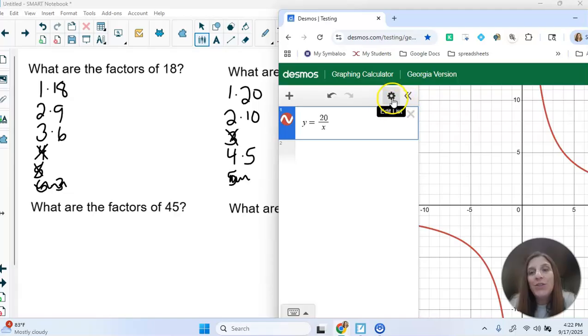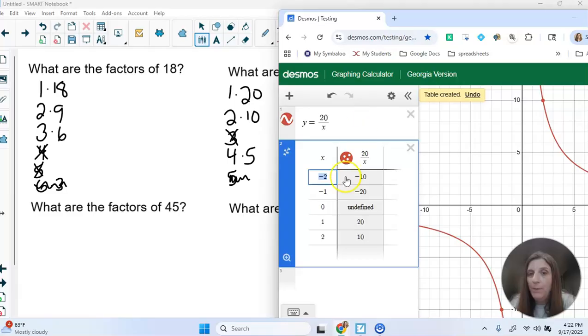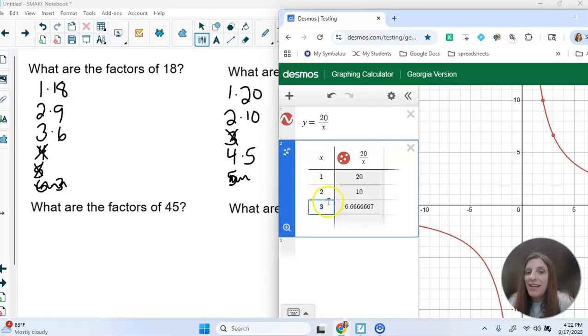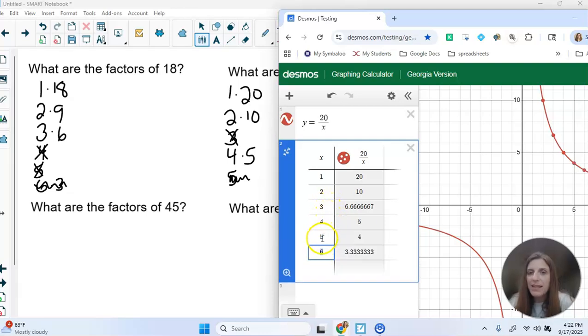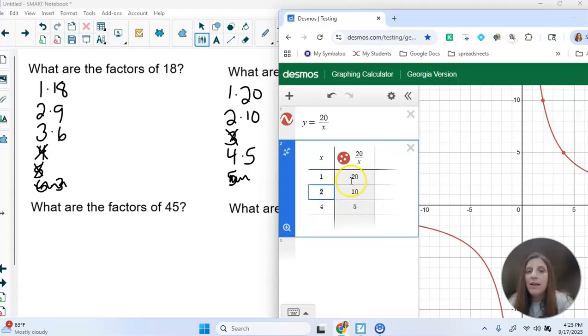Well, if you go to the settings wheel and you switch it over to table mode. Now, some of this we don't need to know. Like, we don't need to know 0 or negative numbers. But we can start here at 2, and if we keep hitting enter, it will continue to give us values. Now, I have a 5 twice. Remember, once you've doubled up, you can be done. And all the decimals are not actually helpful, so I would have gotten rid of that one. And this would have been my full factor list, which is exactly what we found.